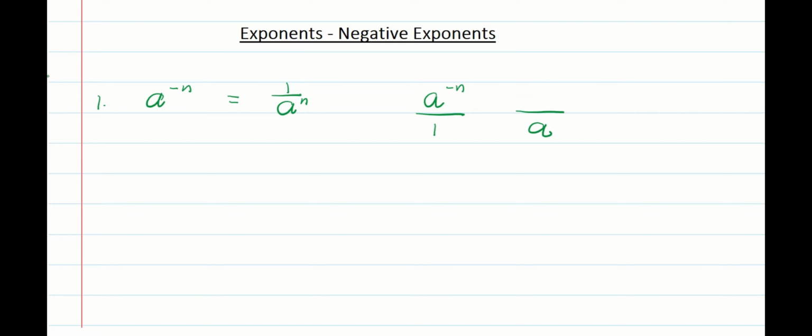When it crosses the division line in between, the sign changes to positive, and the 1 from the denominator goes up to the numerator and becomes 1. That's how we get 1 over a to the positive n.